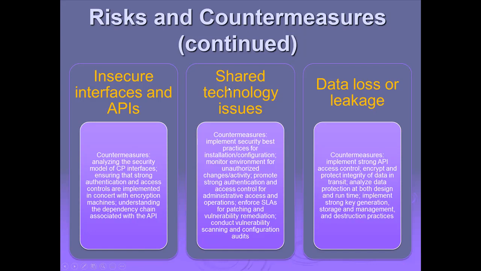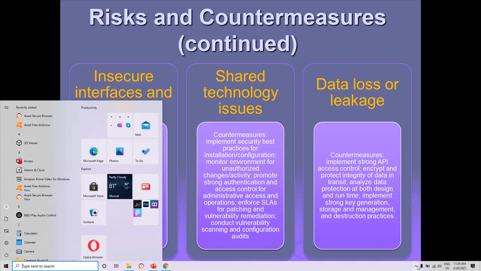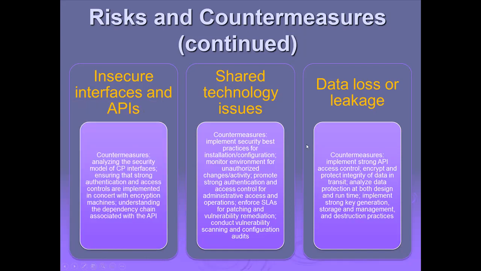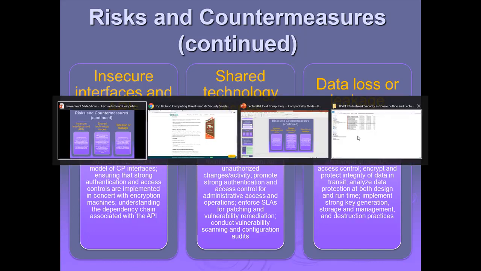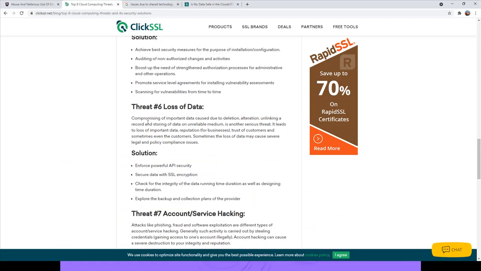So these are the countermeasures against the shared technology issues. Next, a possible threat risk factor is data loss and leakage. The data can be compromised due to deletion or alteration, which is a threat. It leads to loss of important data, and also it affects the reputation of the organization and the trust of the customers over the cloud service provider.